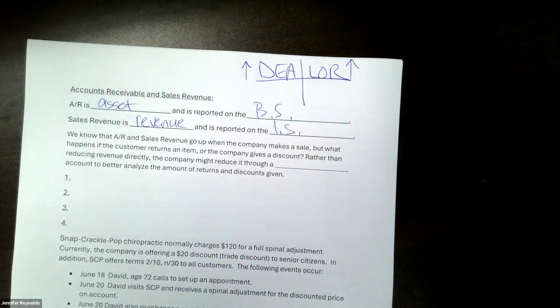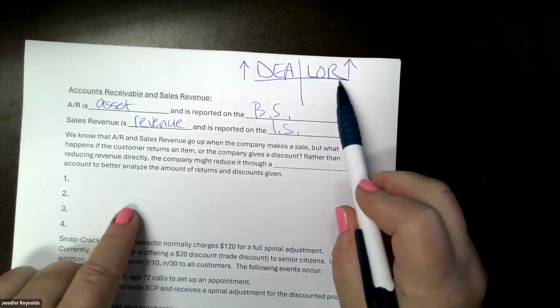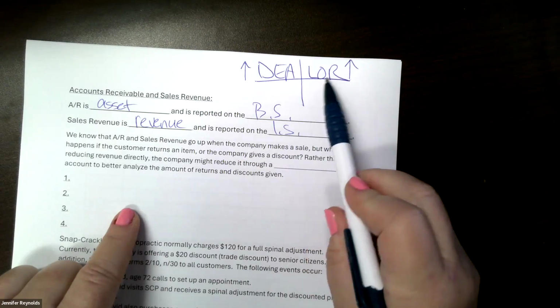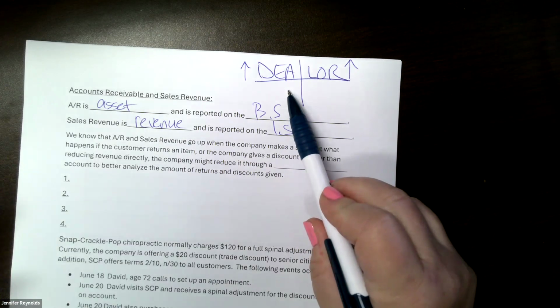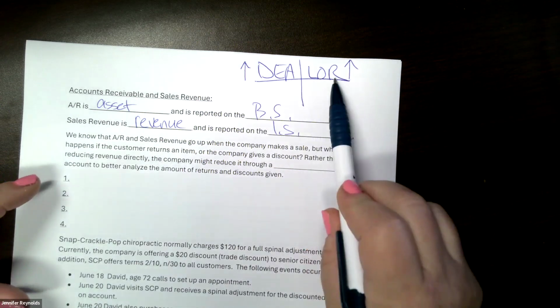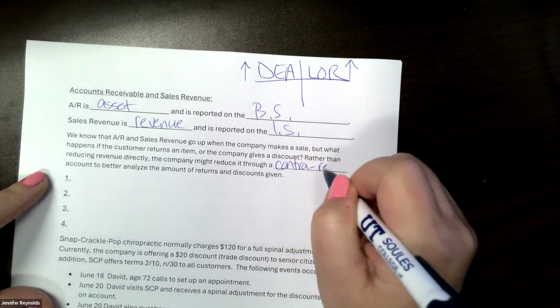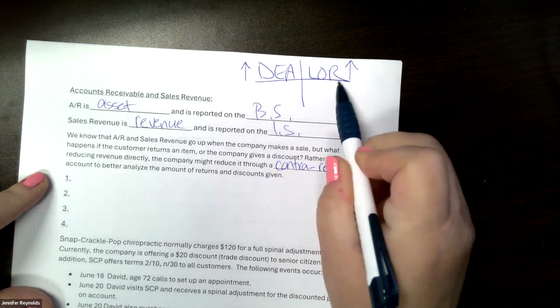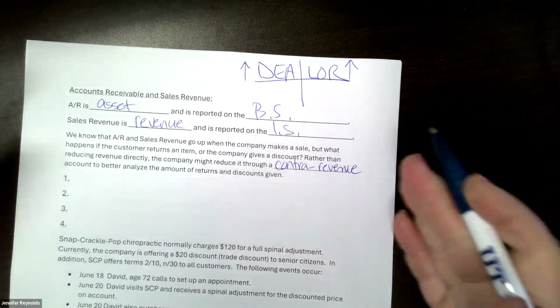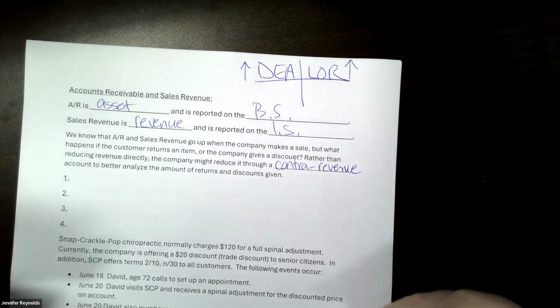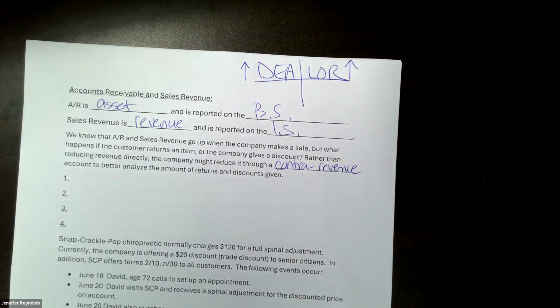But what happens if a customer returns an item or the company gives a discount for something? Then their revenue would need to come back down, right? Which would mean a debit to the revenue account. Well, in Principles of Financial Accounting, we talked about how companies like to, instead of debiting the revenue account directly, debit a contra revenue account, which still has the same effect. It makes revenue come back down, but it gives them these accounts that helps them analyze better how many returns are we getting, how much are we giving in sales discounts, things like that.